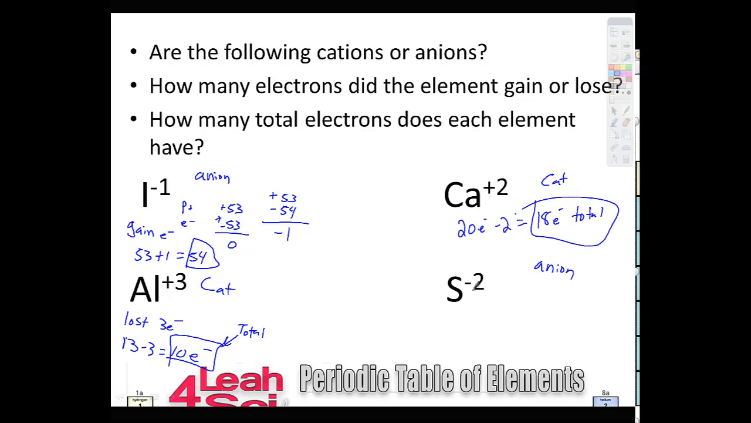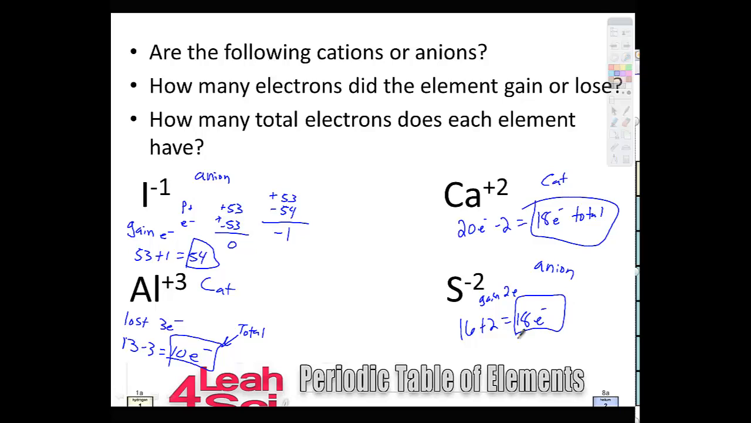Sulfur has a minus 2 charge here, and if you look for sulfur on the periodic table, we have 16. So 16, that means I have to gain 2. So I'm going to do 16. I'll just erase that really quick here so it's not a confusion to you. 16 plus 2 gives you 18 electrons.